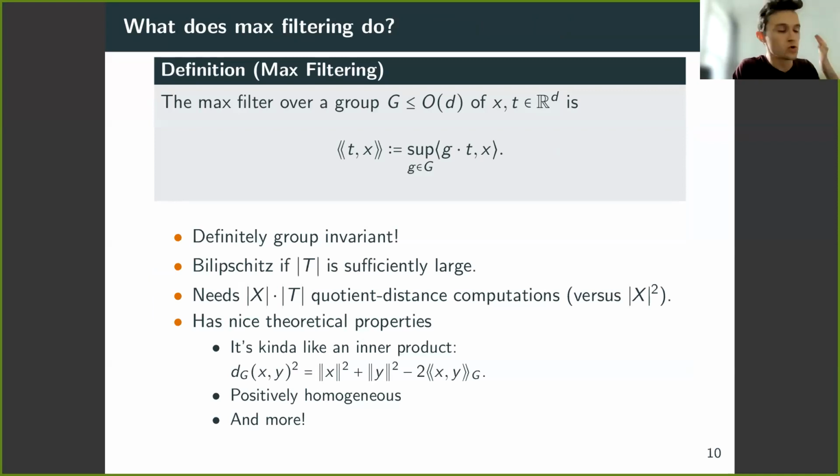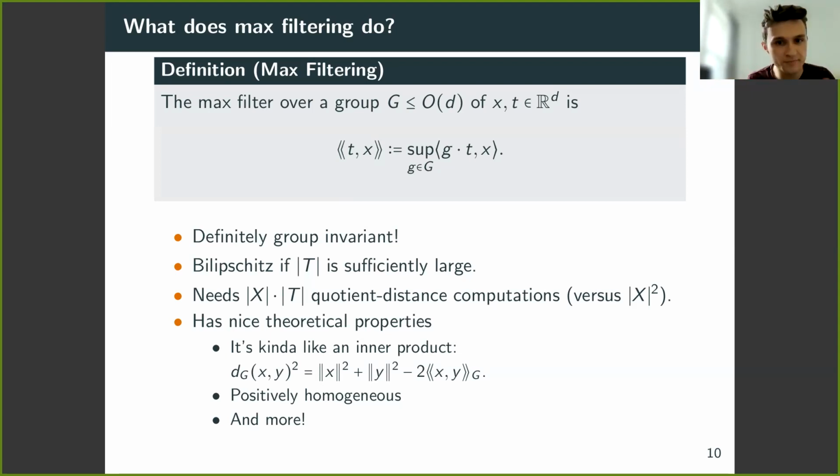So anyway, we've defined this thing. What does it do? Max filtering, that's the definition up top, does the things we want it to do. It's group invariant, that was bullet point 1. It's bilipschitz, that was bullet point 2. And bullet point 3 is the goal of the previous slide. We need to compute the number of templates times the number of data points quotient distances. Versus if you wanted to do just MDS or something, you would need the number of data points squared worth of quotient distance computations. And as long as your data set's large, this is great. And then you get this nice embedding, and then you can just compute distances as vectors, and it's nice.